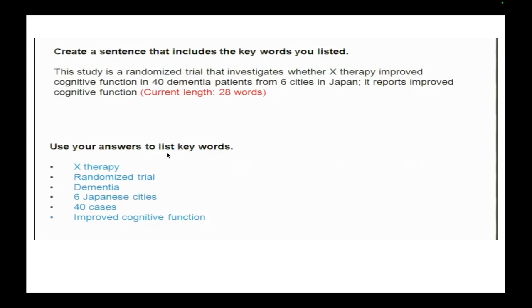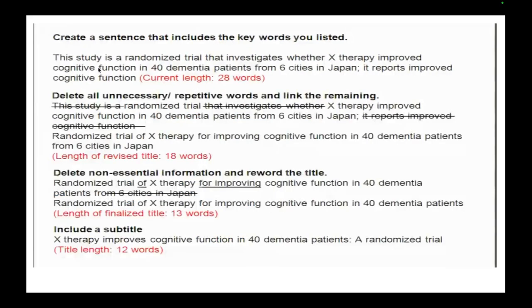So you have to narrow it down. For example, delete some unnecessary and repetitive words and link the remaining. So "this study is", you have to remove it. You directly start from "randomized trial". You don't need to write "investigation" and these things, because it is understood that you are studying this, you are investigating this, and we have reported that and it has improved that. You have to remove these "reported" words, because these are self-understood. For example, these unnecessary words are removed.